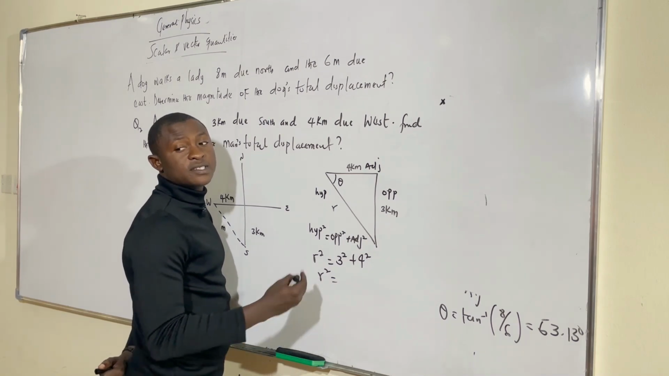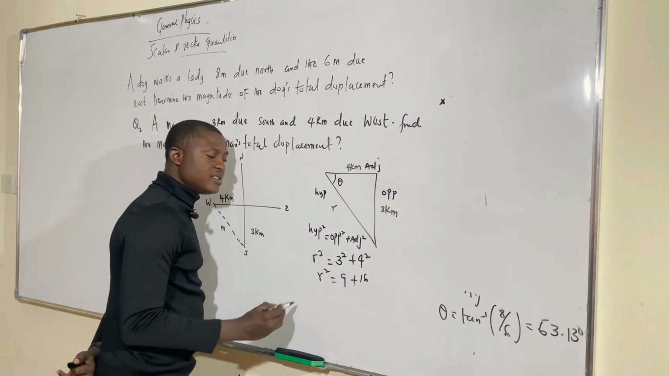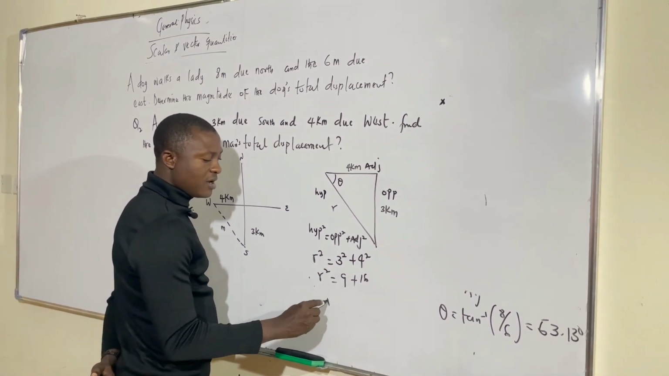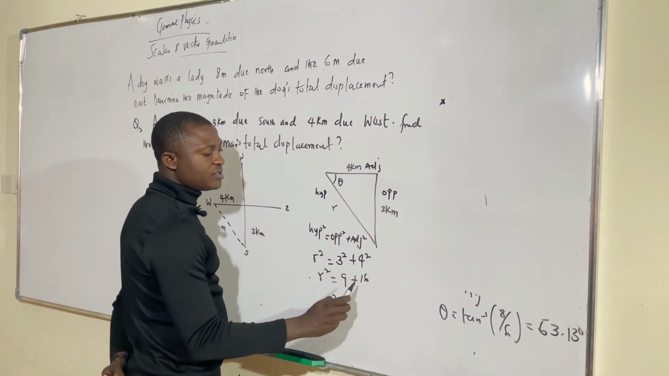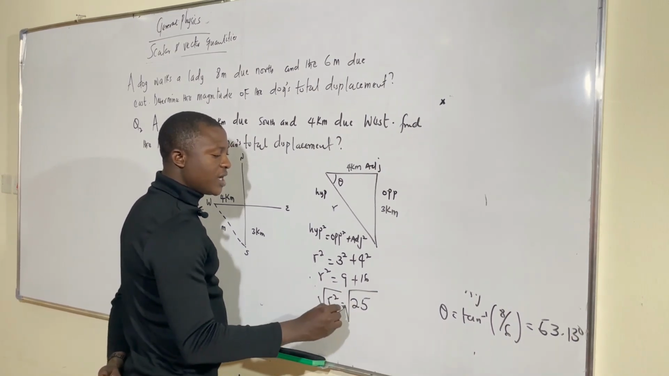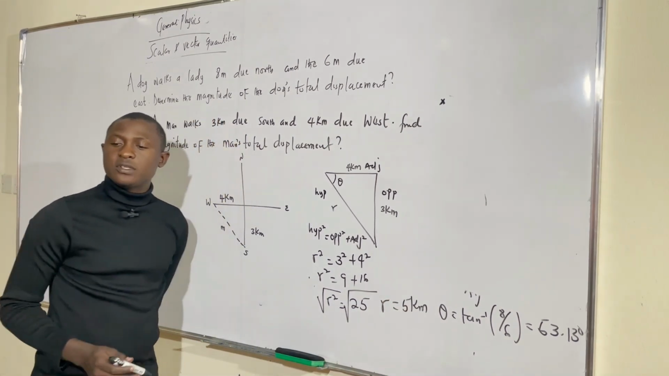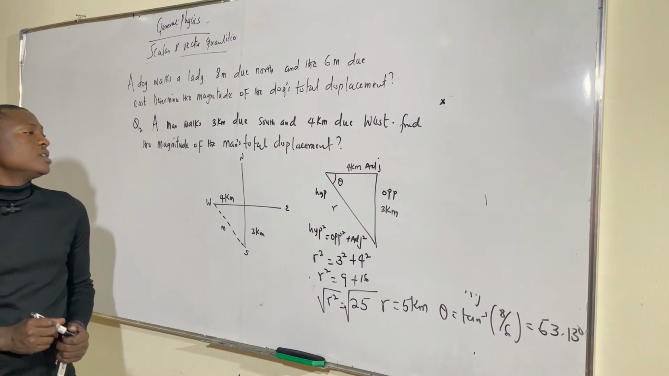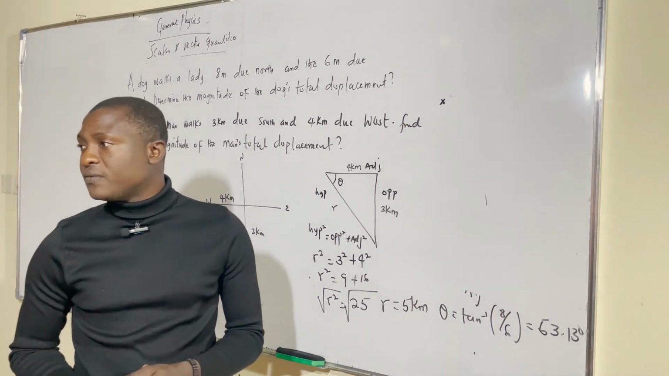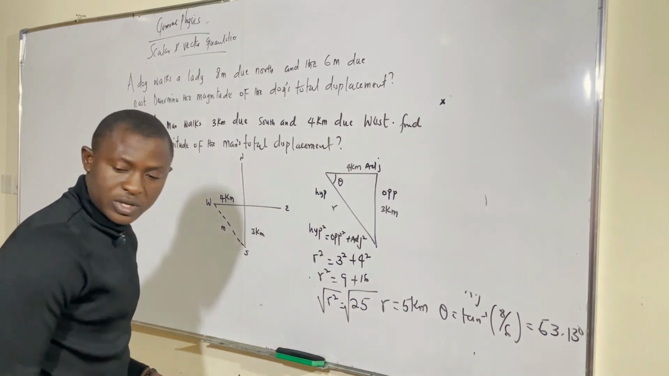So here I can have r squared is equal to 3 squared. 3 squared simply means 3 times 3, then we have 9. 4 squared, that one is 16. So that means r squared is equal to 9 plus 16. Of course, you are going to have 25. If I take the square root of both sides, my r is equal to 5 kilometers. So that means the total displacement of the body is 5 kilometers. You may be asked to find direction too; just follow the same process I used in the first example, so that you can be able to do that one as well.